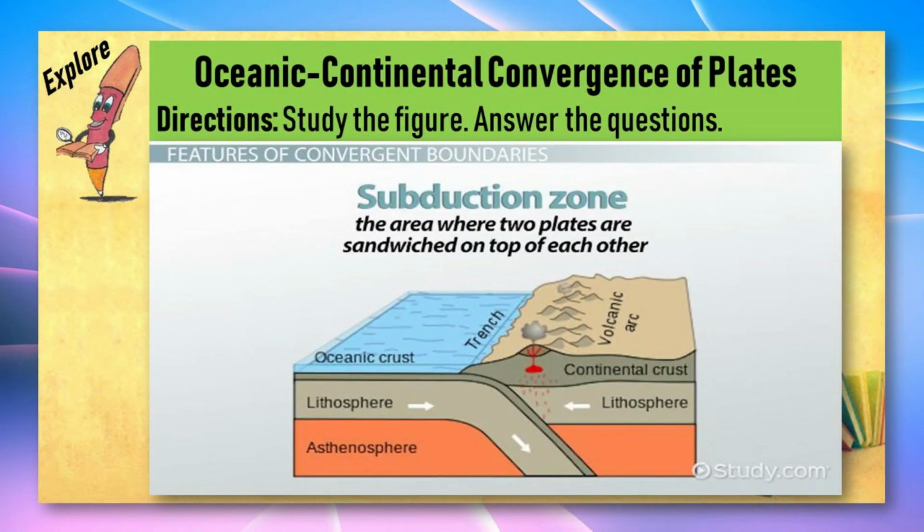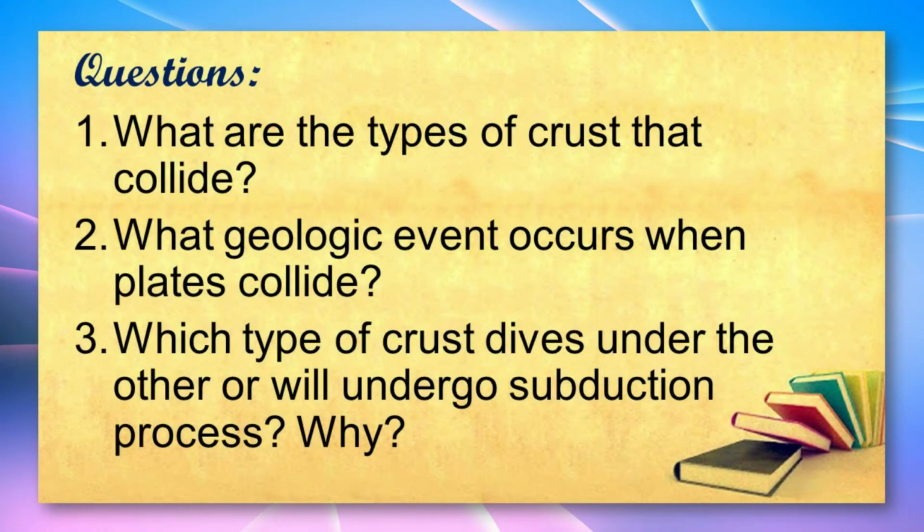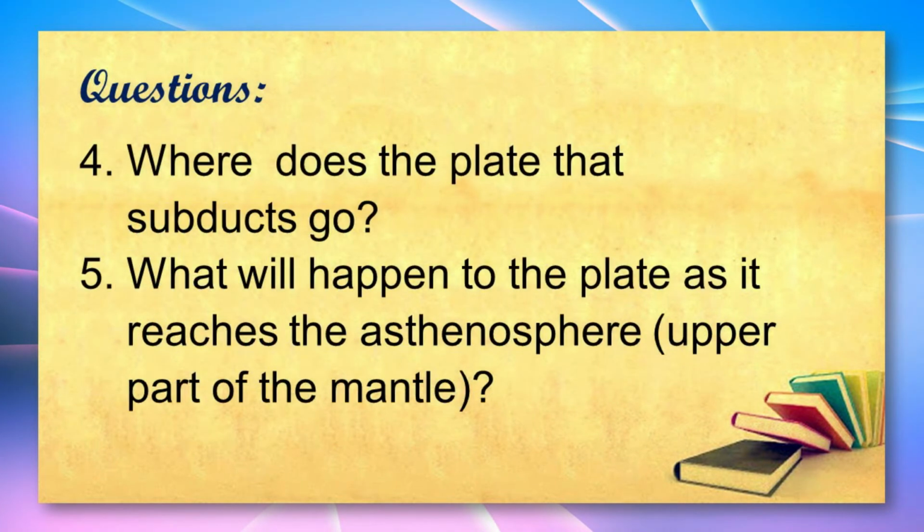Perform the activity on oceanic continental convergence of plates. Study the figure and answer the questions. Questions. 1. What are the types of crust that collide? 2. What geologic event occurs when plates collide? 3. Which type of crust dives under the other or will undergo subduction process? Why? 4. Where does the plate that subducts go?